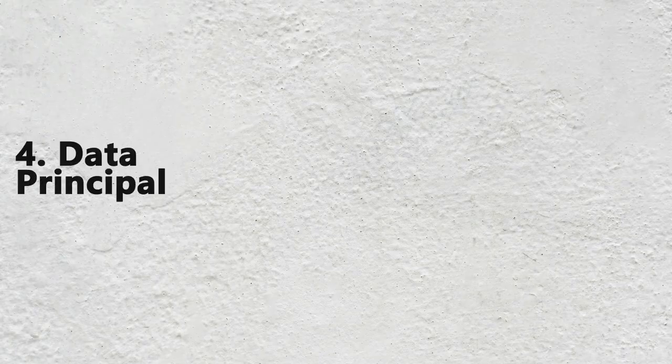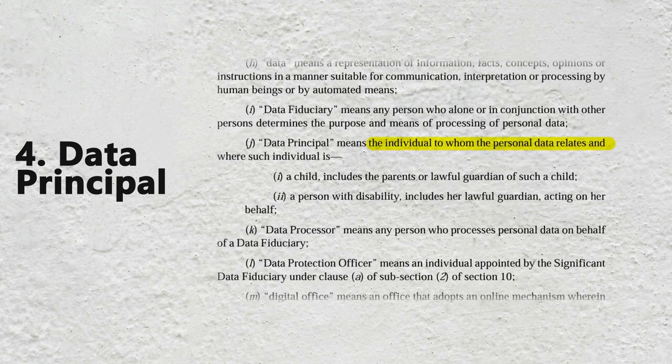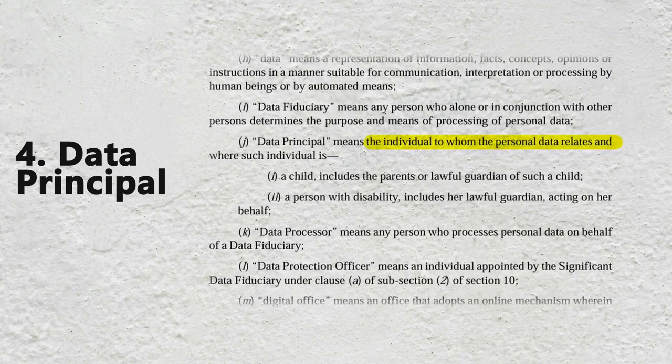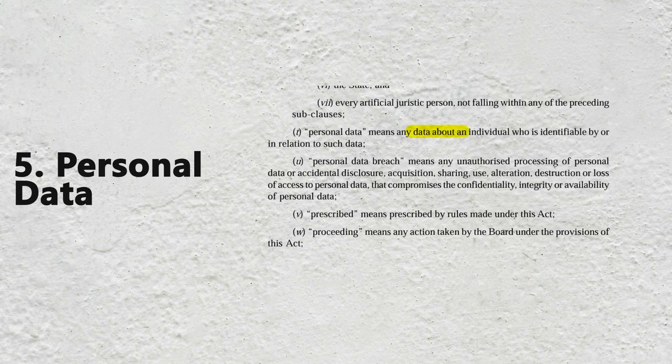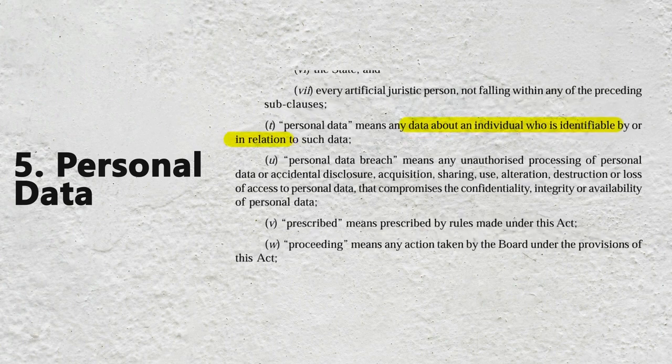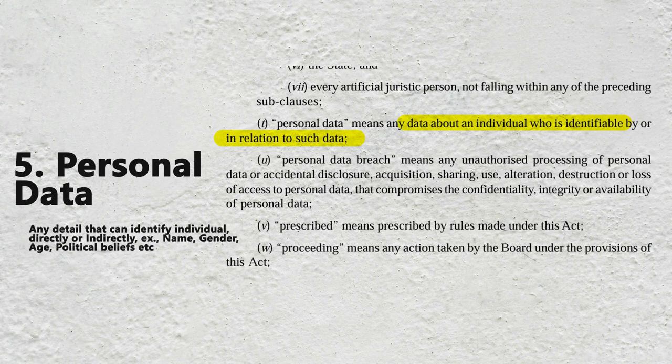Number 4, data principal. A data principal is an individual whose data is being processed, meaning you, me, or anyone else whose data is being processed. Number 5, personal data. Now, personal data is the data that can identify you or is related to such data, meaning any details that can identify you directly or indirectly. For example, your name, your gender, your address, your phone number, email, or any political beliefs or preferences.